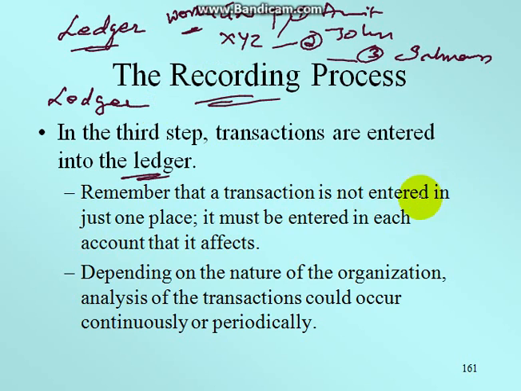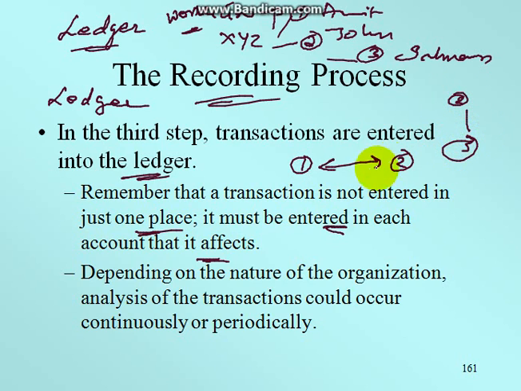Remember that the transaction is not entered in just one place, it must be entered in the accounts that it affects. So there is actually interlinking. One account is going to affect another account, and that account is going to affect yet another account. So affecting factors should always be taken into consideration.